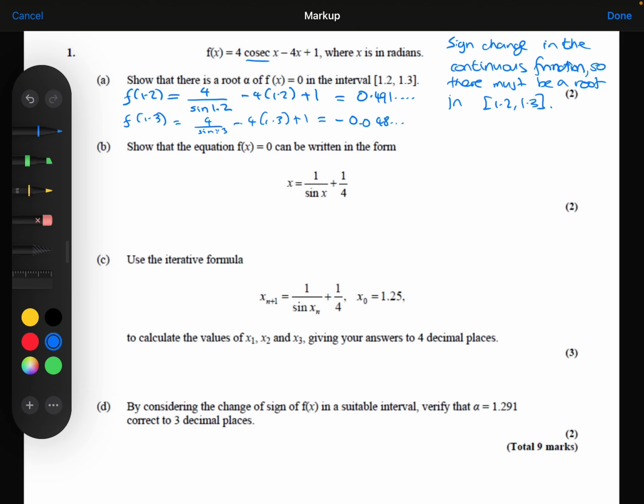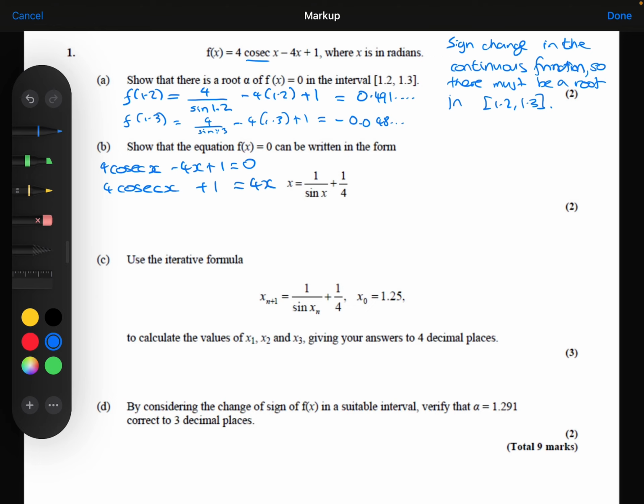Part B, show that the equation f of x equals 0 can be written in that form. So let me take the f of x function, 4 cosec x minus 4x plus 1 equals 0, and I'm going to add 4x to both sides. So 4 cosec x plus 1 equals 4x.